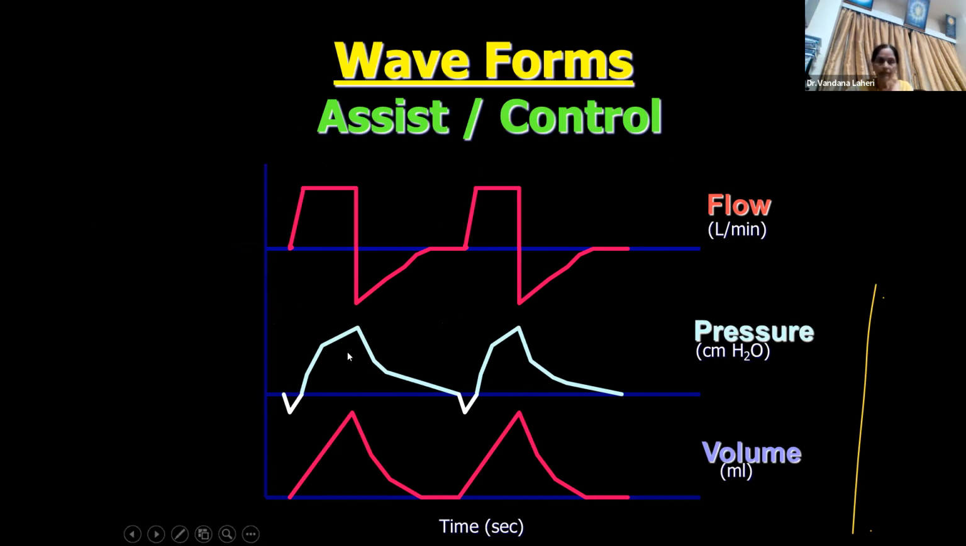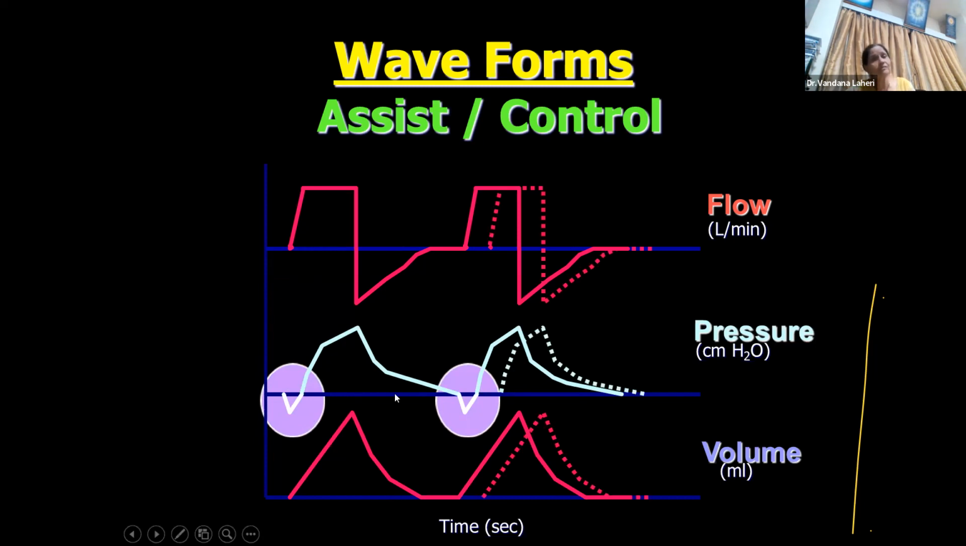How would you know that? If on a mechanical ventilation, the pressure goes to negative and then comes to the positive side, then these are called triggered breaths. So you will see this whenever the patient is on assist mode.